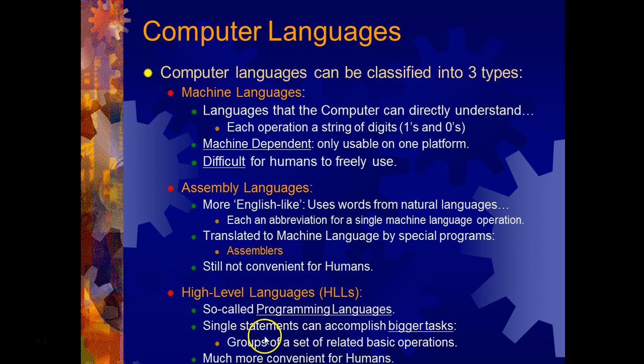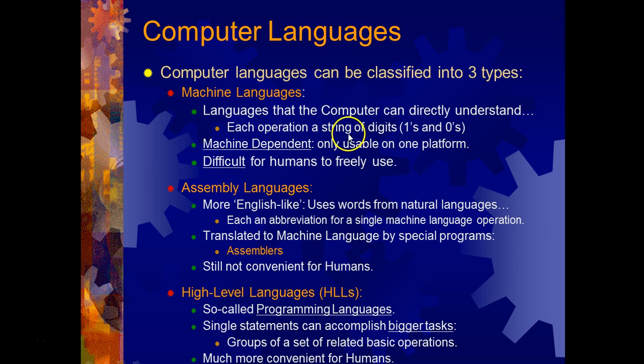Okay, groups, single statements that can accomplish bigger tasks. Groups of a set of related basic operations, much more convenient for humans. So that's called high-level languages. So it's easier for us to read and also much easier for us to program.